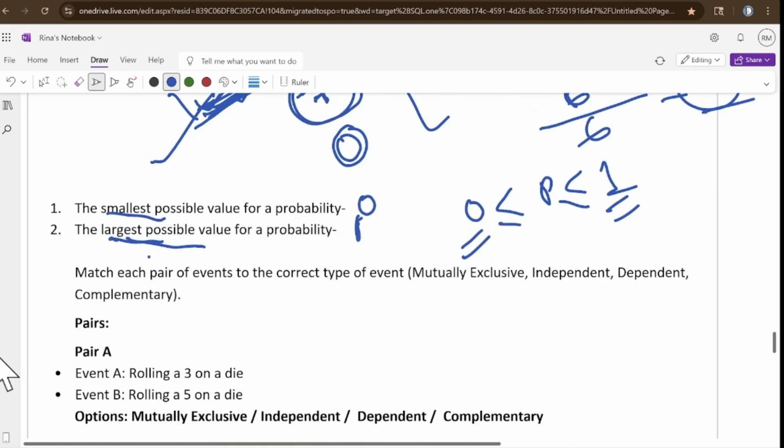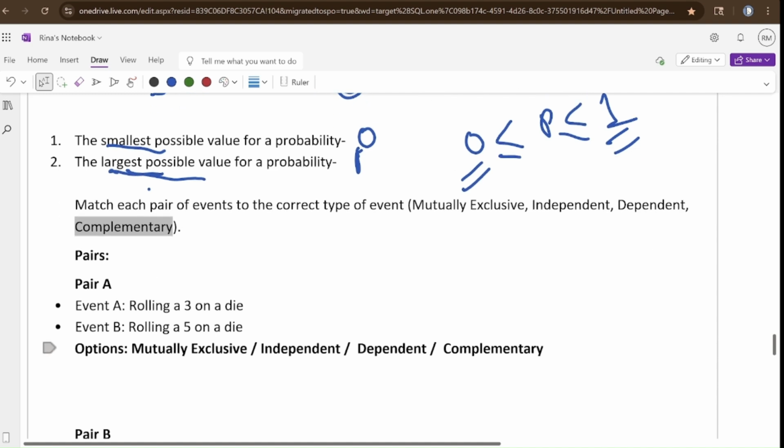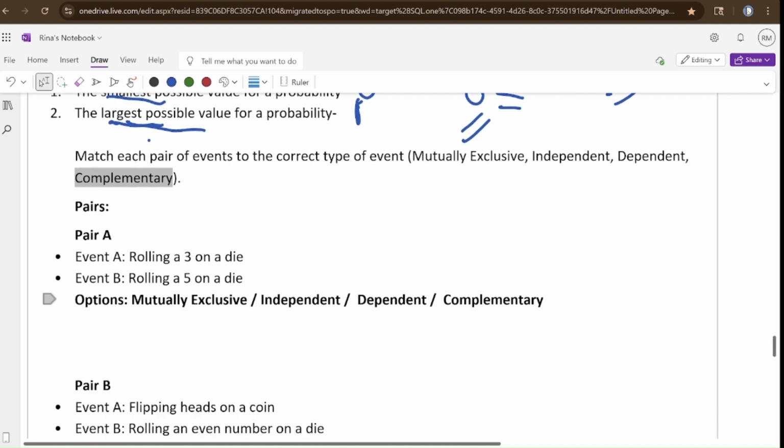Next question. Match each pair of events to the correct type of event: mutually exclusive, independent, dependent, complementary. First question is rolling a 3 on a die and rolling a 5 on a die. Tell me which type of event it is. Two events are happening. Event A, one die is rolled. Event B, another die is rolled.